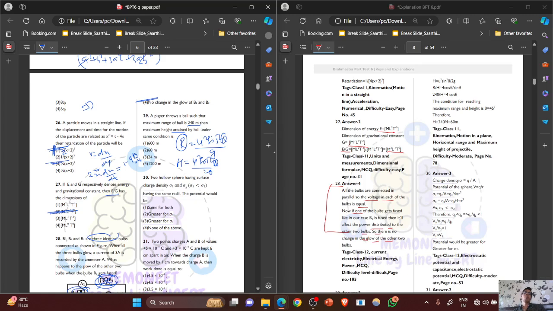Sine 2 theta can be understood in this way. There is also one formula for the maximum height.